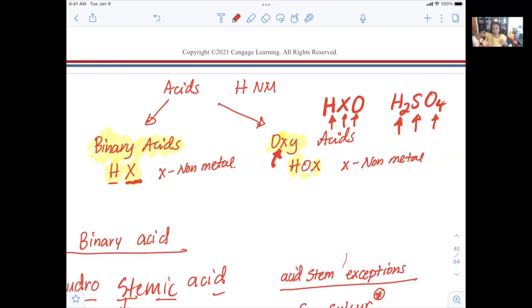You have 3 different types of nonmetals. This is called an oxy acid because of the presence of the oxygen. The oxygen kind of overshadows the behavior, okay? Ergo, the oxy acids. So in the acids, two categories: binary acids and oxy acids.